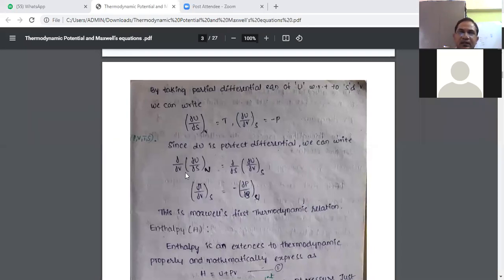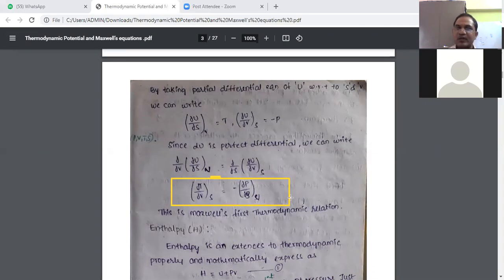Yes, sir. So ∂/∂v of ∂u/∂s at constant v, we got T. Hence ∂T/∂v. Right side, ∂/∂s of ∂u/∂v. What is ∂u/∂v? That is minus p. Hence minus ∂p/∂s. So you write s here, you write v here. Therefore, finally, here we got the equation (∂T/∂v) at constant s is equal to minus (∂p/∂s) at constant v. This is the Maxwell first thermodynamic relation.